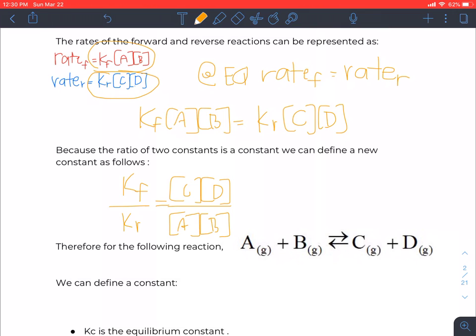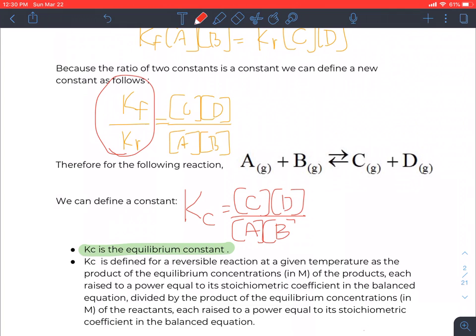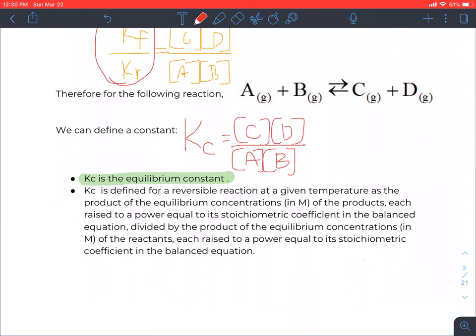What we can do is take this portion here and define a new constant, which we're going to call Kc, and we know that Kc, which is going to be our equilibrium constant, is equal to the concentration of C times the concentration of D over the concentration of A times the concentration of B. Now, Kc is defined for a reversible reaction at a given temperature, and this is pretty important, as the product of the equilibrium concentrations in molarity of the products, each raised to a power equal to its stoichiometric coefficient.